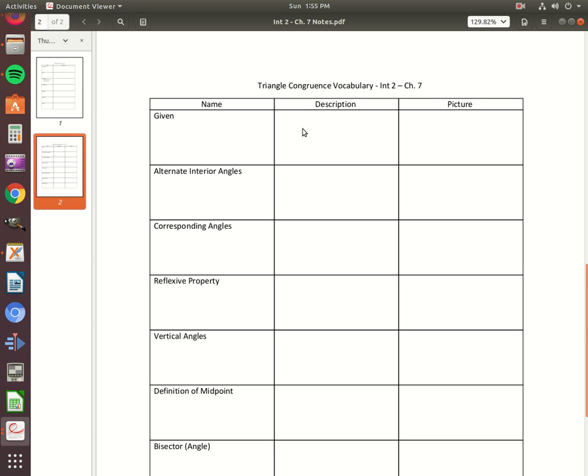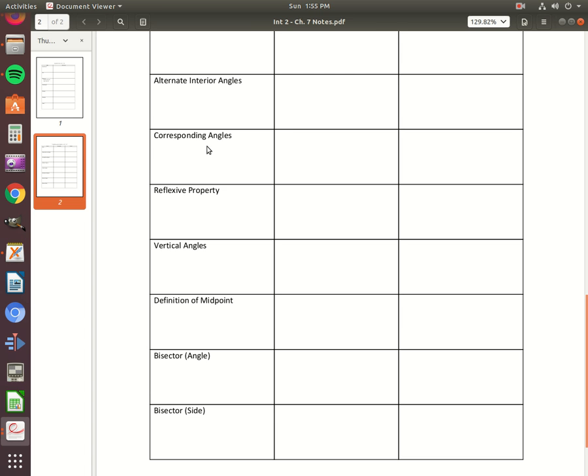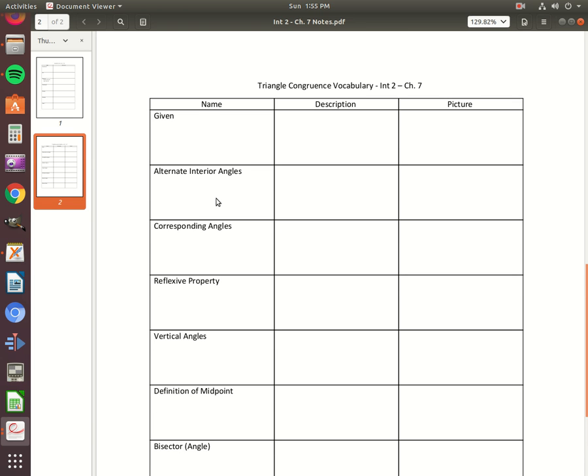Also, we have fact and evidence, right? So this is almost like an evidence list, really. It's a list of our evidence. So these are different evidence we might use. We might use given, we might use alternate interior angles, we might use corresponding angles. Like, hey, how do you know those angles are congruent?